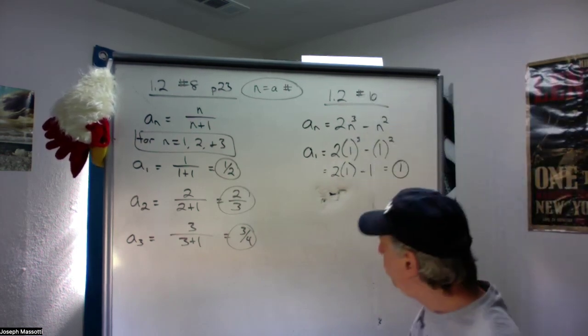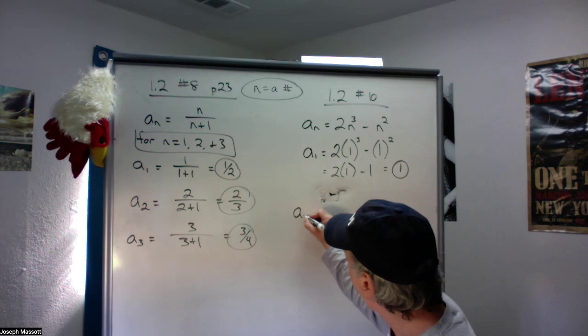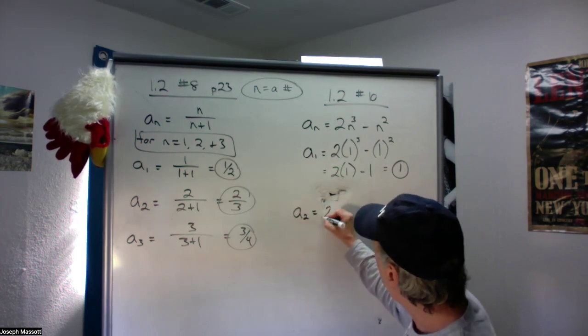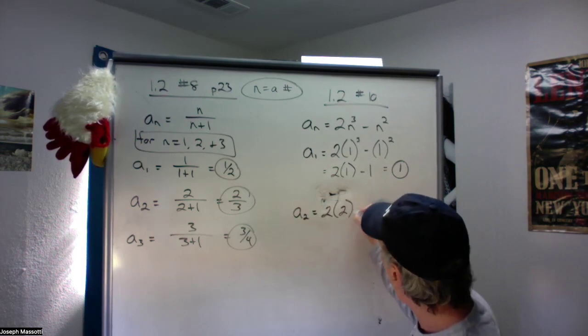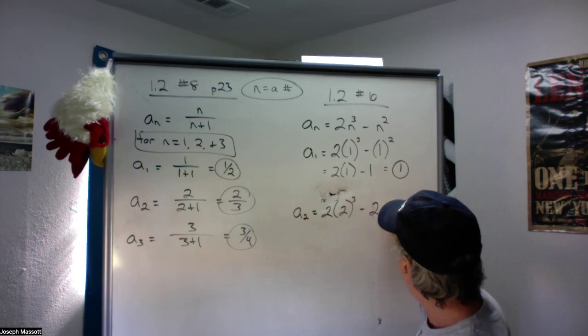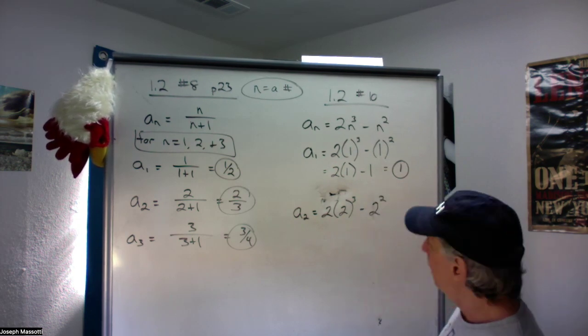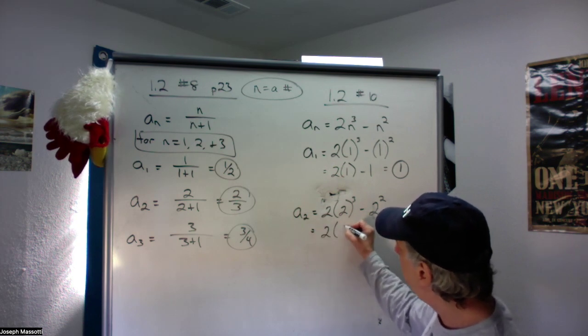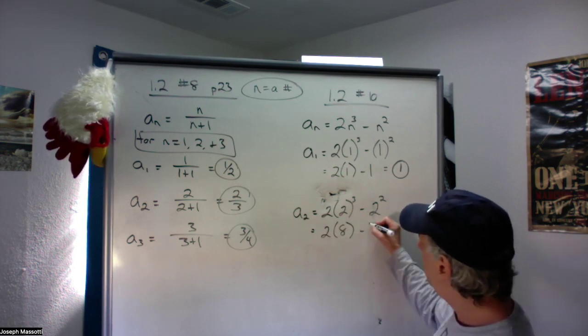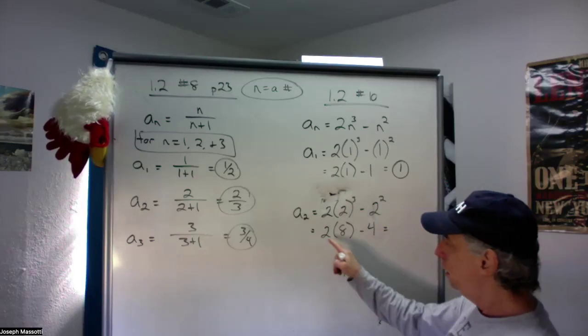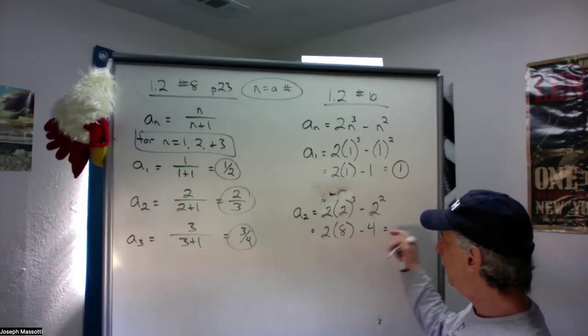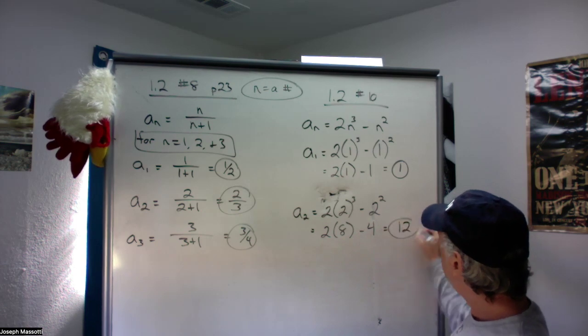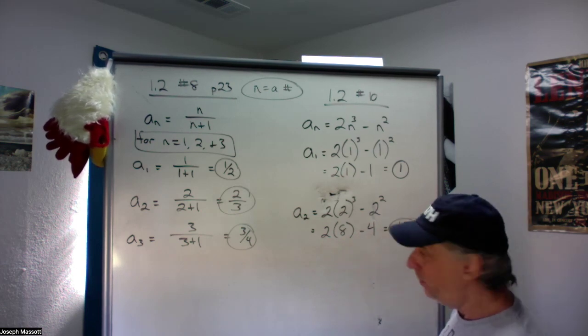If we plug in 2 to that formula, we're going to get 2 times 2 cubed minus 2 squared. 2 cubed is 8, right? 2 times 2 times 2. 2 squared is 4. 2 times 8 is 16. 16 minus 4 gives us our answer of 12.